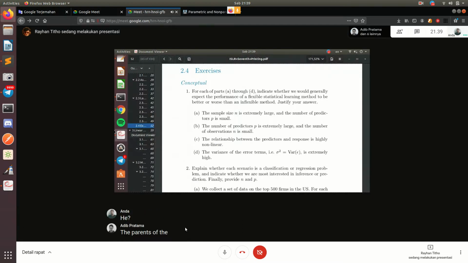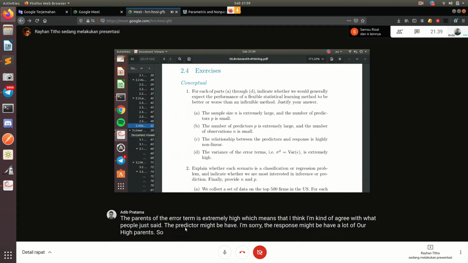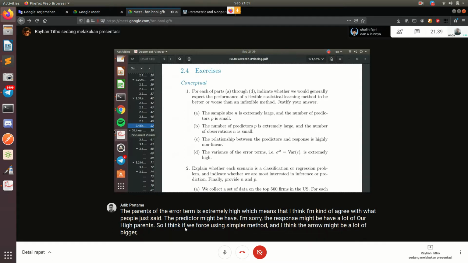The variance of the error term is extremely high, which means I kind of agree with what Tito just said. The response might have a lot of high variance. So if we force using a simpler method, I think the error might be a lot bigger. So I think we should try to use a much more flexible method.